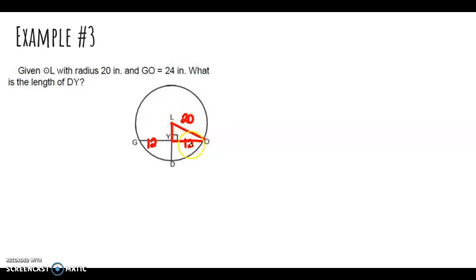I see that both of these are divisible by 4. So this is a 3, 4, 5 triangle. I know it doesn't quite look right, but LY would be 4 times 4, which would be 16.